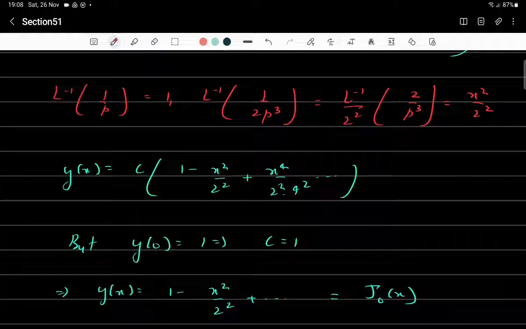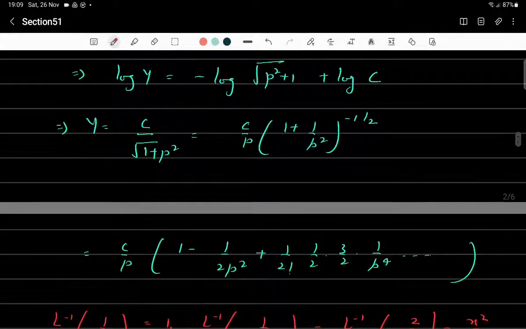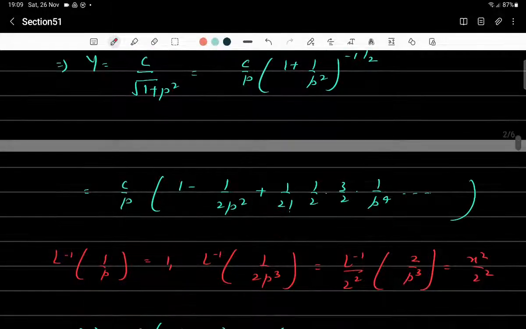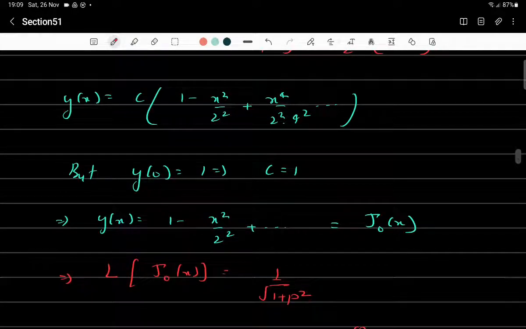Yes, now what can we conclude? How did we get J naught x? I got J naught x by taking the Laplace inverse of 1 by root 1 plus p square. It means Laplace of J naught x is 1 by root 1 plus p square. We will do some exercises where we can use the result Laplace of J naught x is 1 by root 1 plus p square, but for the time being you need to remember it.